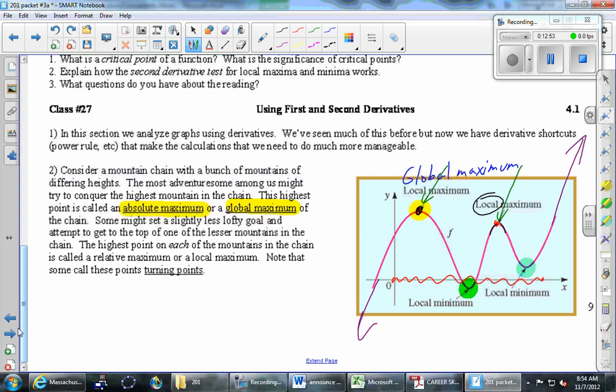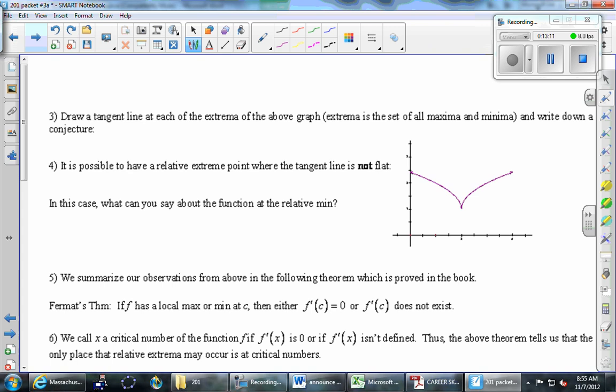Not necessarily. For example, if you look at x squared, is there a global max? No, because there's no highest point. Is there a global min? Yes, right there at the origin, even though there's no restrictions on the domain. Let's take a look on the next page.